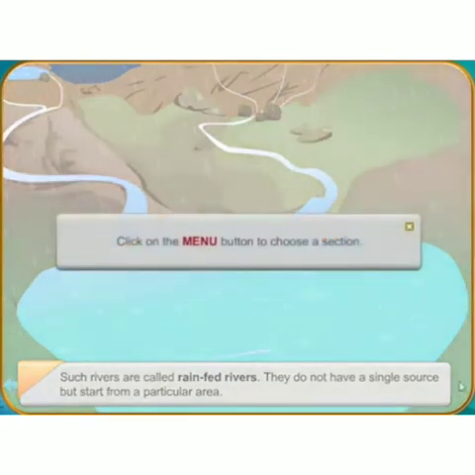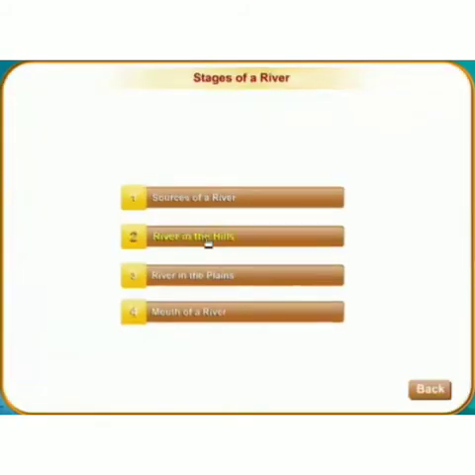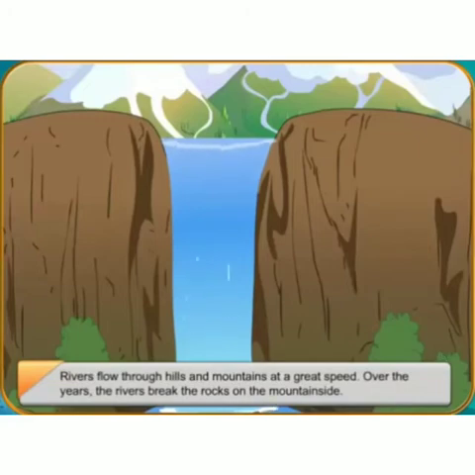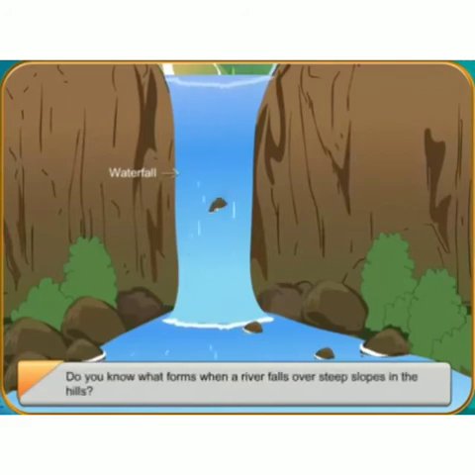Now students, let us discuss about the course of a river in the hills. Rivers flow through hills and mountains at a great speed. Over the years, the rivers break the rocks on the mountainside. Huge stones break down and form soil while traveling with the water to the plains. Do you know what forms when a river falls over steep slopes in the hills? Well, when a river falls over steep slopes in the hills, it forms waterfalls.